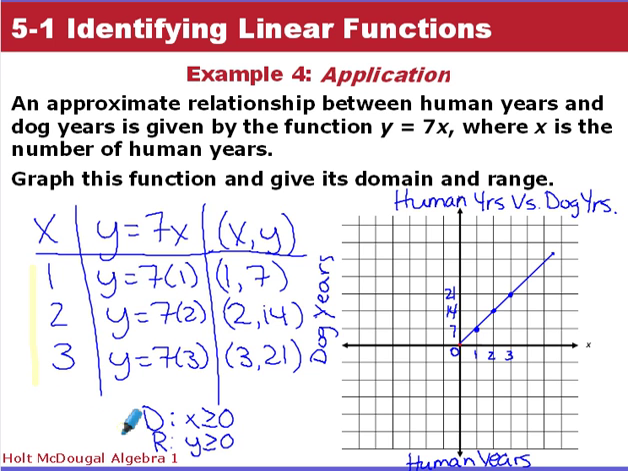So our domain x has to be greater than or equal to 0, which then makes our range y has to be greater than or equal to 0. Plugging those into our function, we get 3 ordered pairs. And again, you only need 2, but it's not bad to pick 3. Plotting those points and graphing it, we have a nice linear function. Keep in mind you always want to put a header on your graph and label your axes. So human years is on the x-axis, dog years on the y.